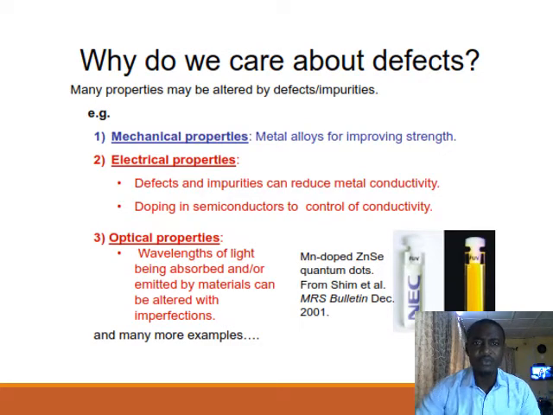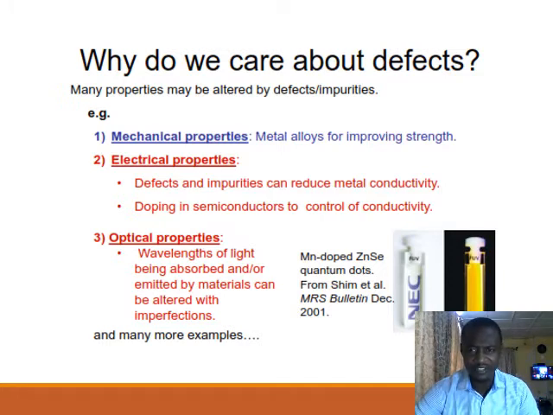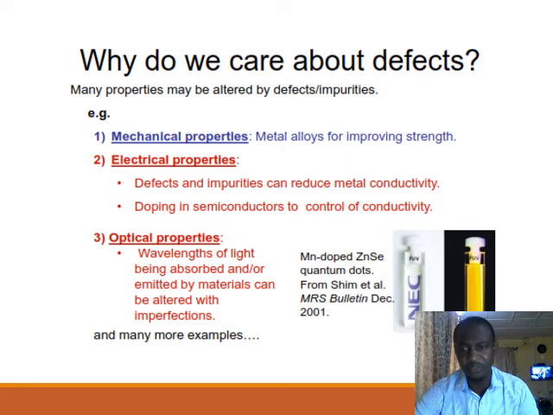So why do we really need to care about this defect? What is so important about this defect, and why is it necessary to understand this defect? Like I said earlier, the properties of the materials are altered by the change in the structure. You know this from the very beginning of this particular class. So these properties that we want to alter require that we make alteration to the structure of the material. So one way to alter the structure is by introduction of defect or impurity, whichever way you want to call it.